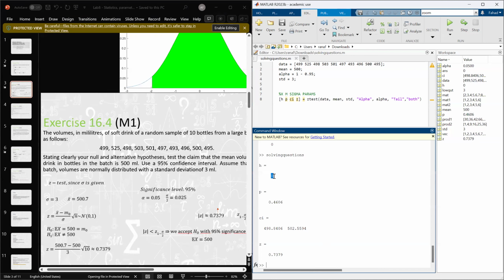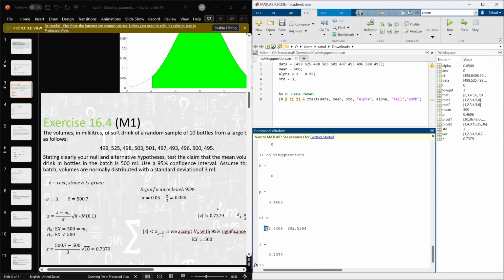So since it is 0, it means our null hypothesis, what is it? The average amount of cola or a soft drink in the bottles is 500 ml. So if it's 0, it means it was accepted. P is the probability of the test. I don't think it's asked for, but I'll just confirm later.